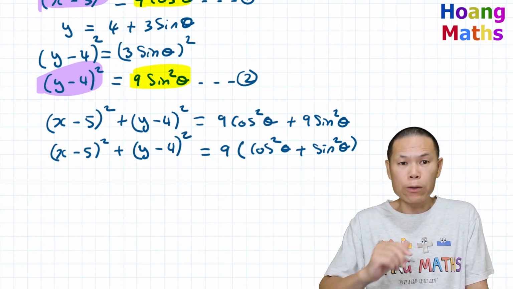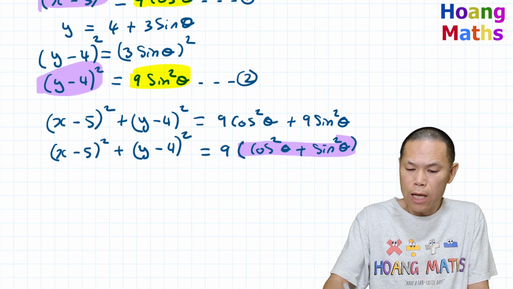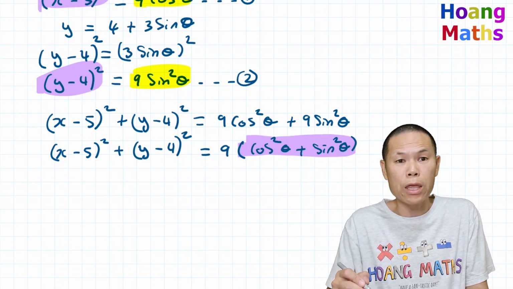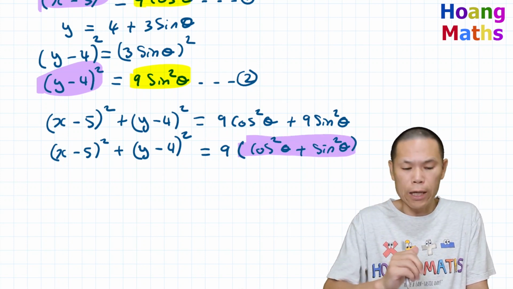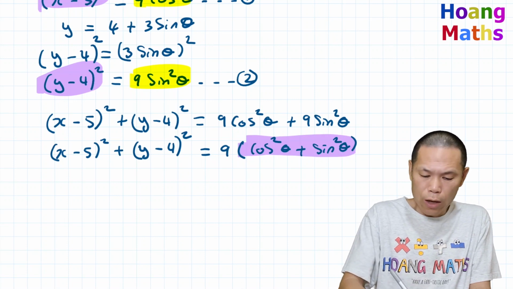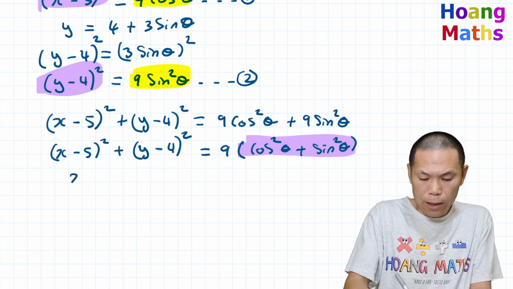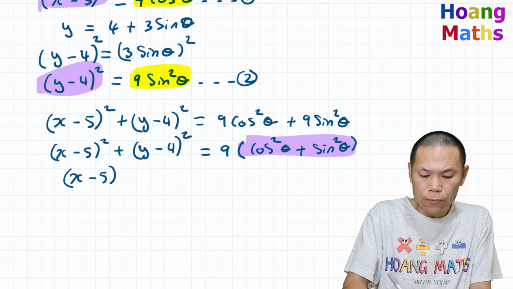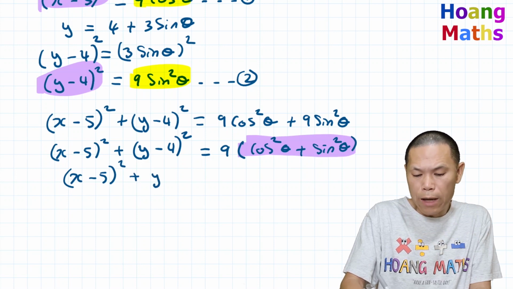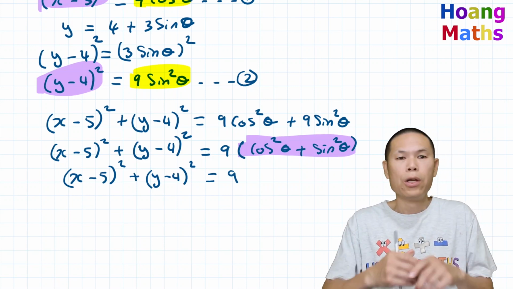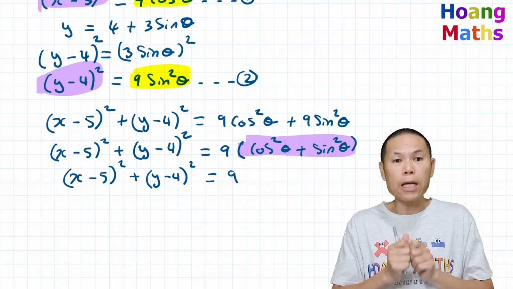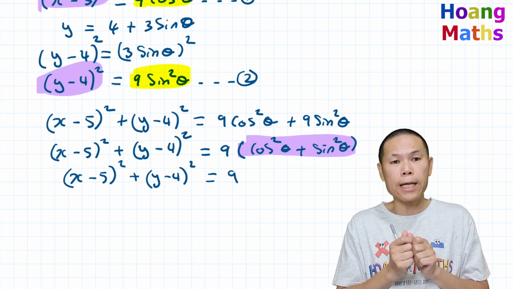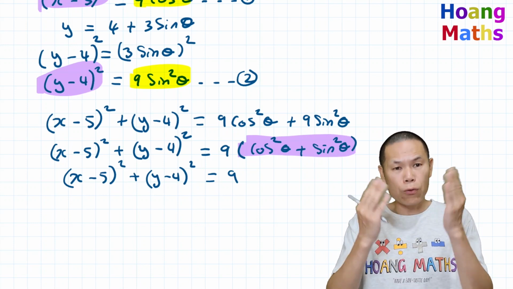And don't forget, we know that cos squared theta plus sine squared theta gives me 1. Okay, so the trig identity. Therefore, the answer is (x minus 5) squared plus (y minus 4) squared equals 9. So there you go. This is a Cartesian equation with the center (5, 4) and the radius is 3.